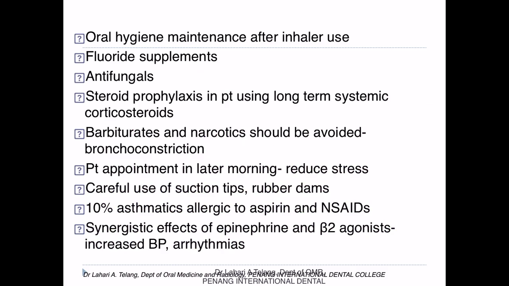Careful use of suction tips and rubber dams. You do not want to unnecessarily trigger asthma. Actually, rubber dam could be quite stressful for these patients. 10% of asthmatics are allergic to aspirin and NSAIDs. It's important that you make a note of that if your patient has an allergy.